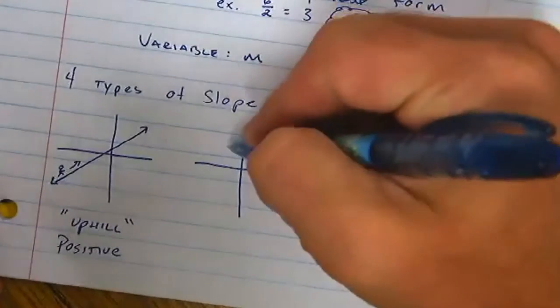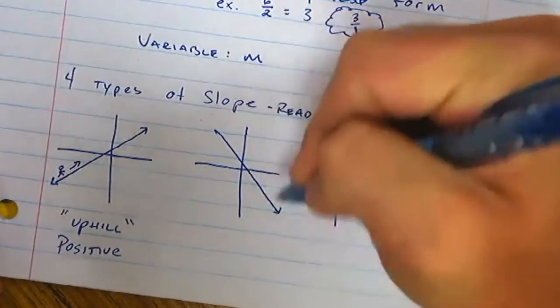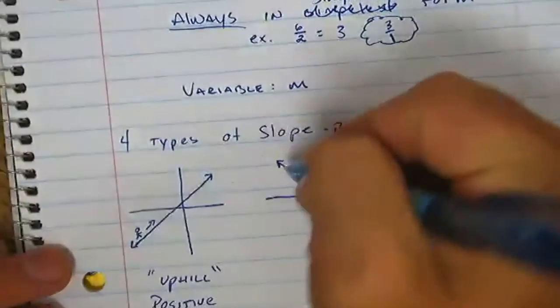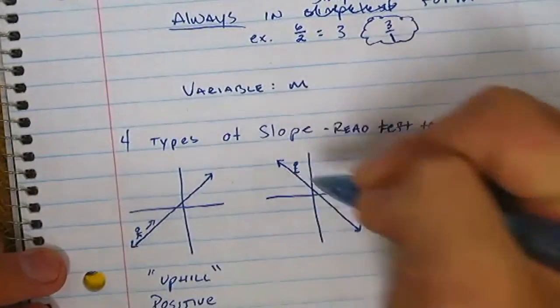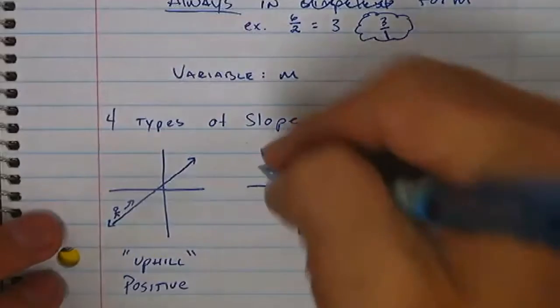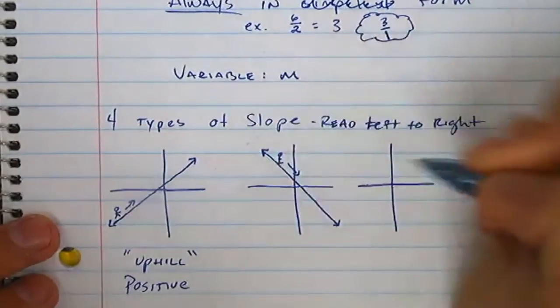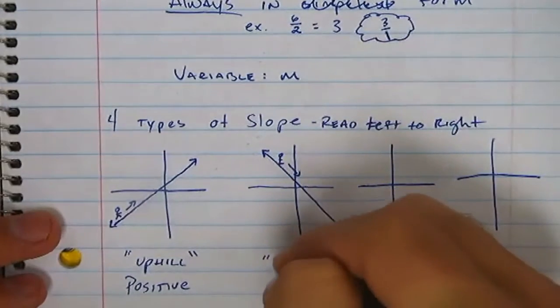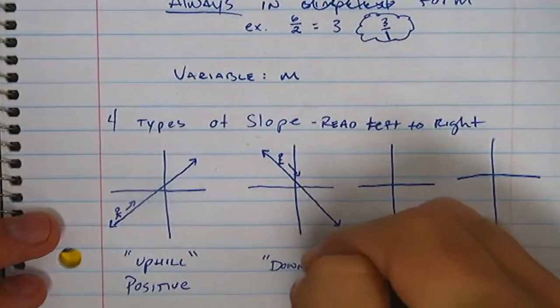Okay, the next one would be a downhill. It's headed down. So our guy is sliding down. So he is downhill.